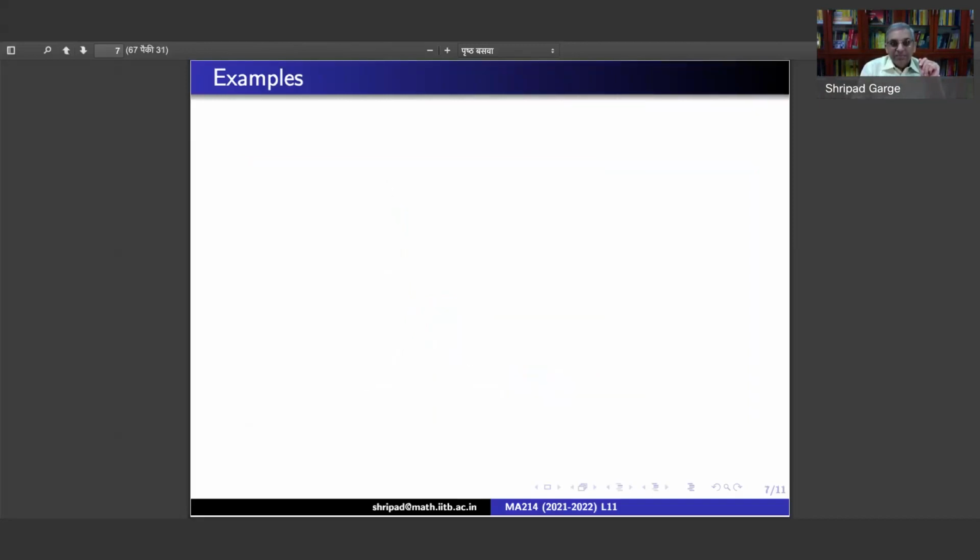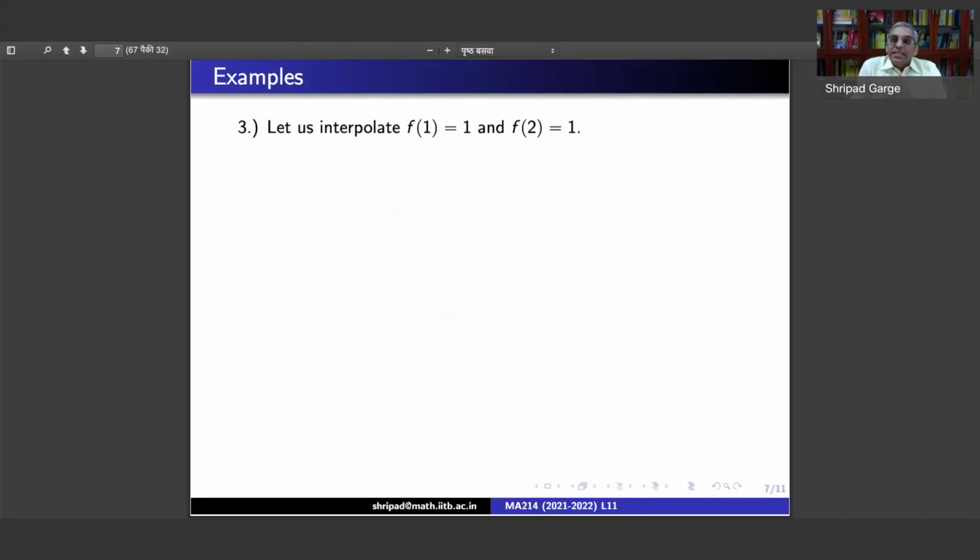Let's see one more example. This is a very interesting example. I am taking the value at 1 equal to 1 and the value at 2 also equal to 1. If I were looking only at f(1) equal to 1, then there would be the constant polynomial that we would get. Here I have one more node, x equal to 2, but I am taking the value to be 1. What would be the polynomial for such data?